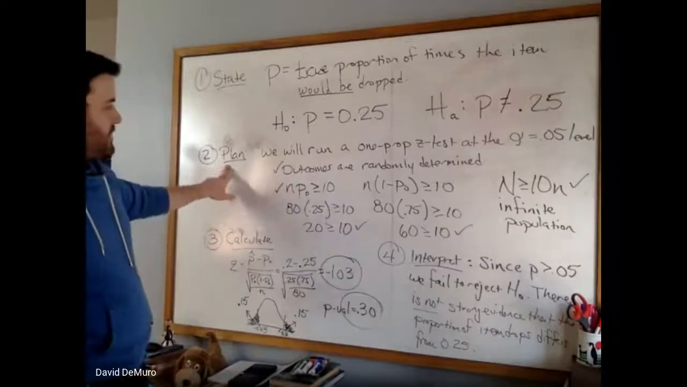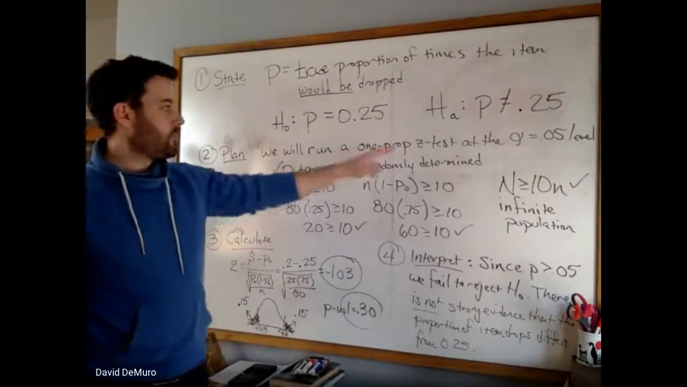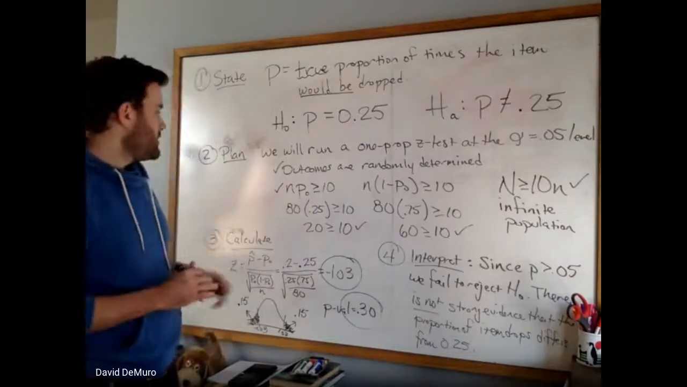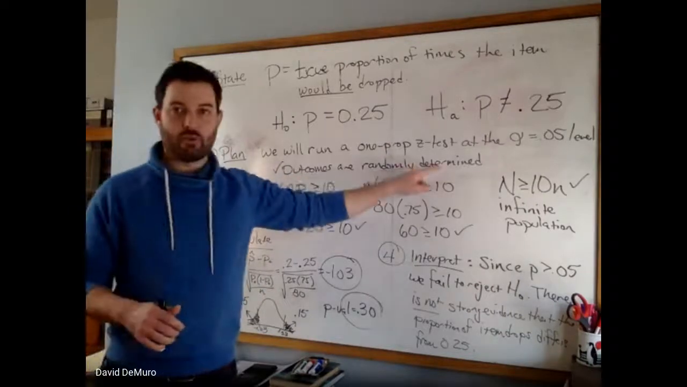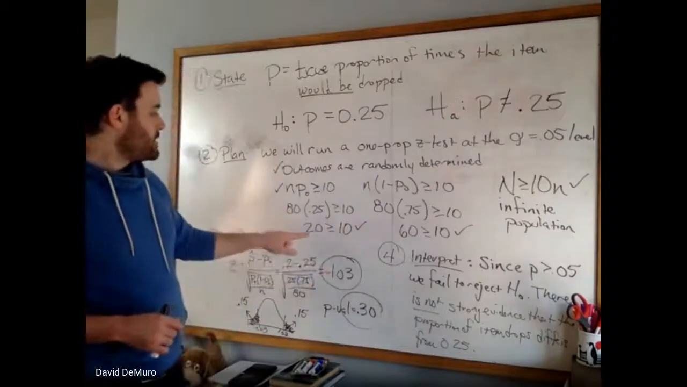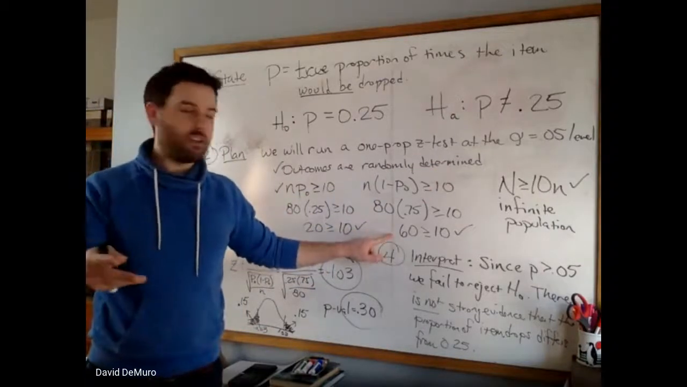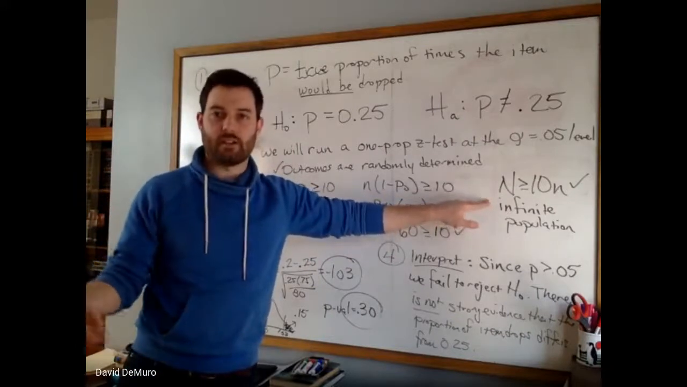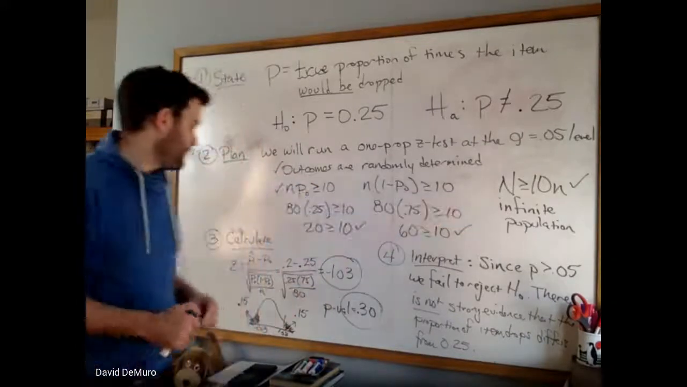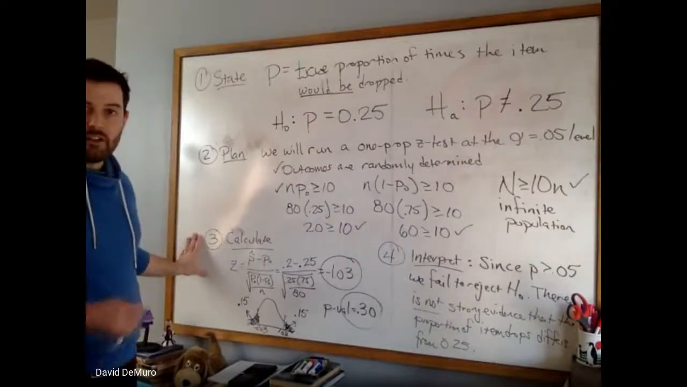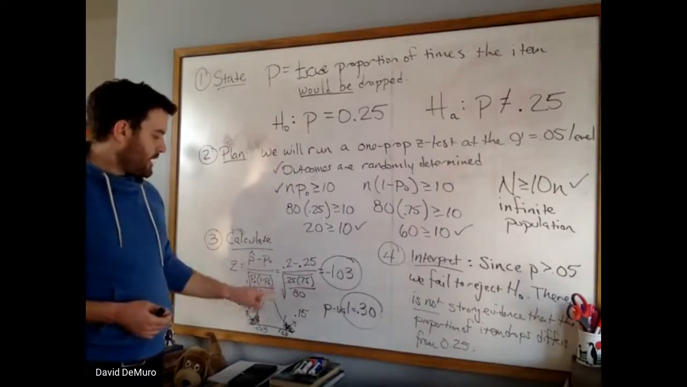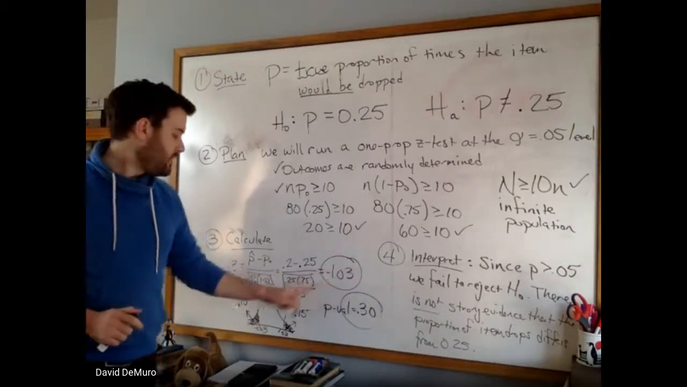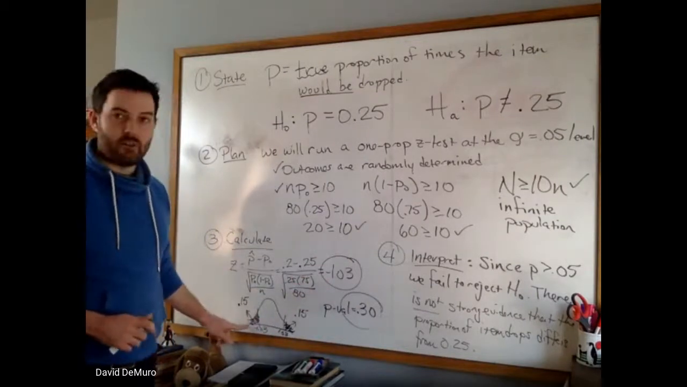Step 2 is the plan step. We said we would run a one prop z test at the alpha 0.05 level. 3 conditions were met. We had our random outcomes or random sample. The number of successes or fails expected were both at least 10. And our population was infinite, so it was more than 10 times our sample size of 80. In step 3, we calculated using the z-score formula and got a z-score or test statistic of negative 1.03. And then used that to find our p-value.